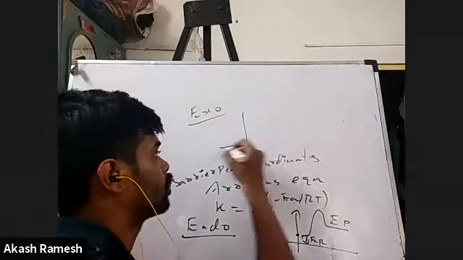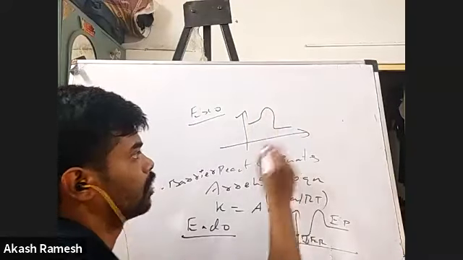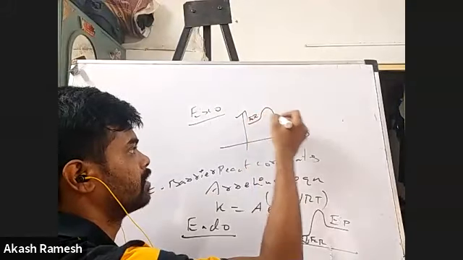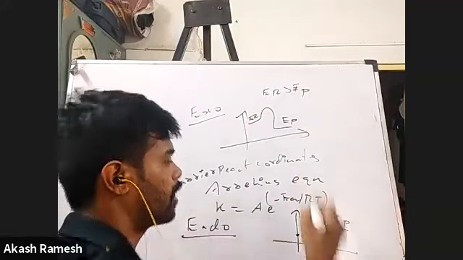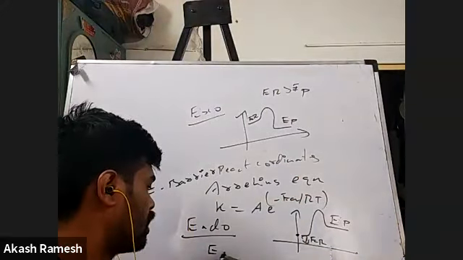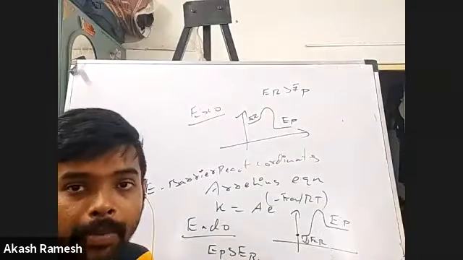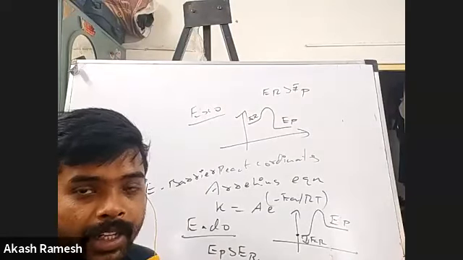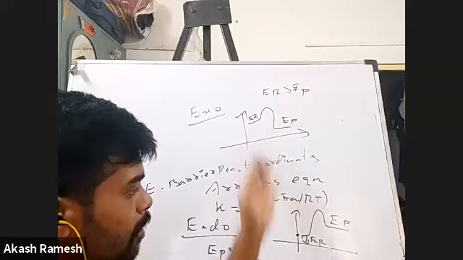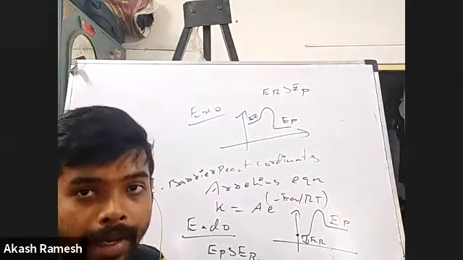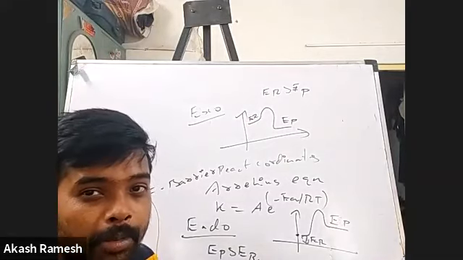So if you have drawn the graph, you would have got a graph like this. You can see the energy of reactants and the energy of products. Here the energy of reactants is greater than the energy of products. In the case of endothermic, the energy of products is greater than the energy of reactants. Again, you don't have to mug up anything. It's purely logical. So from the energy profile diagram, you will be able to predict whether the reaction is going to be exothermic or endothermic.